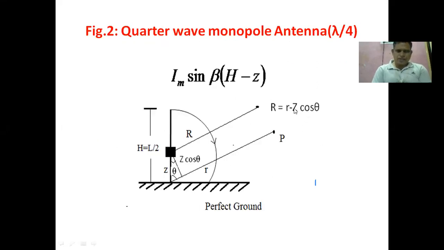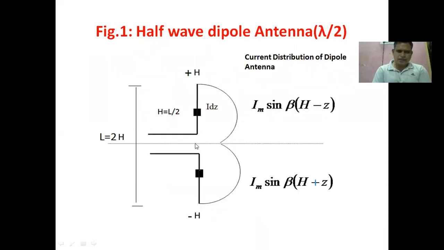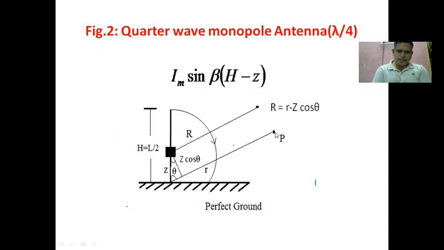Here we have an observation point P, that is in the far field. In that far field we have to calculate the vector potential at the observation point. Let us assume this is the center, where we apply the source to this antenna. In this figure you can see this is the center. From here to the observation point it is represented here.